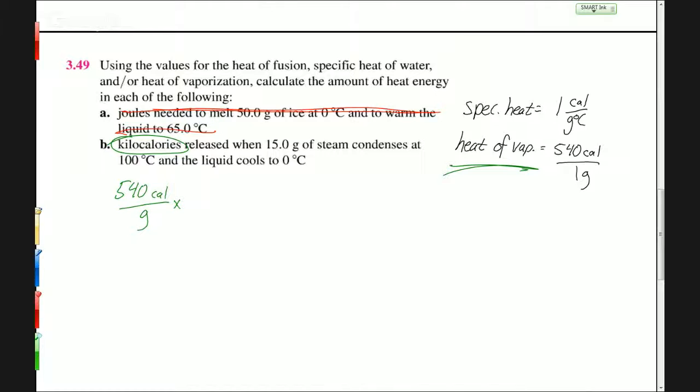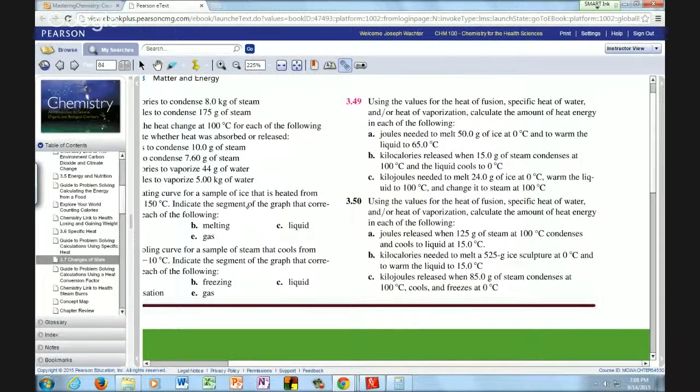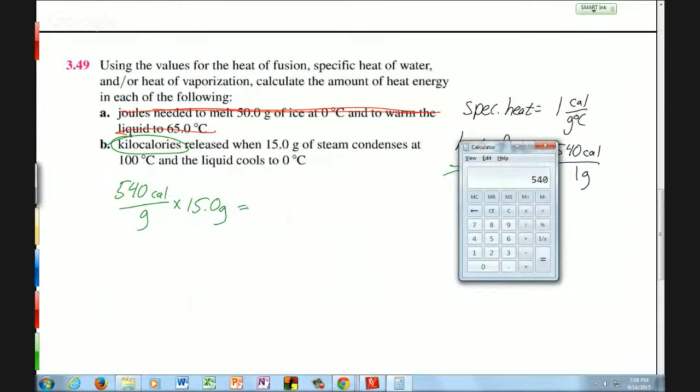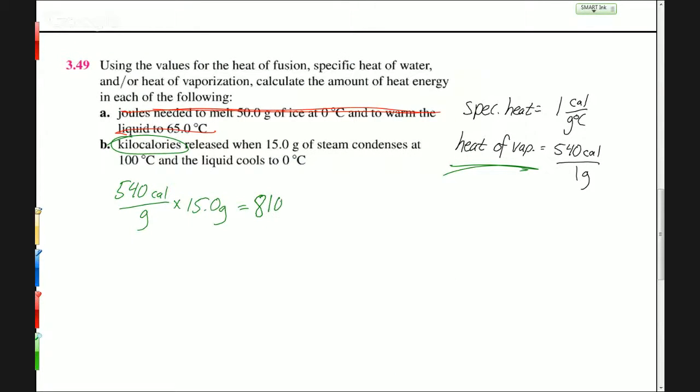So that's 540 calories times 15 grams. 540 times 15 is 8,100 calories. And we can be more specific: 8,100 calories released when the steam condenses.